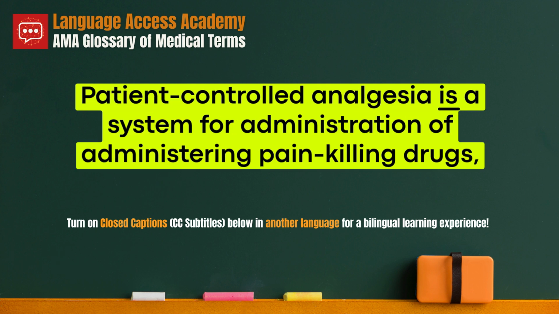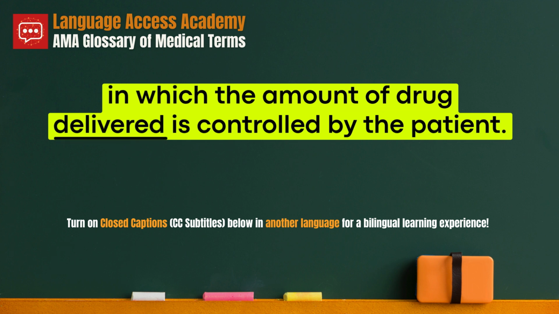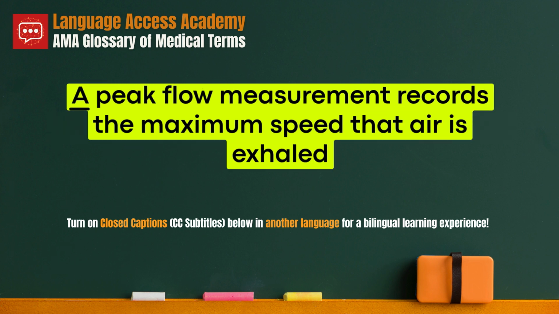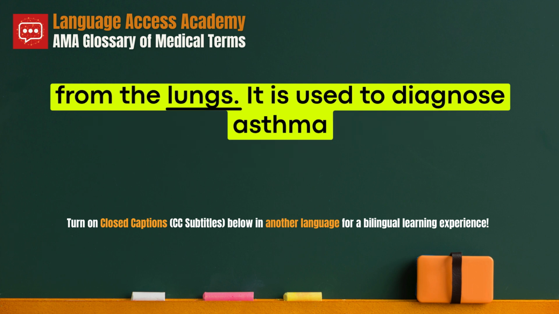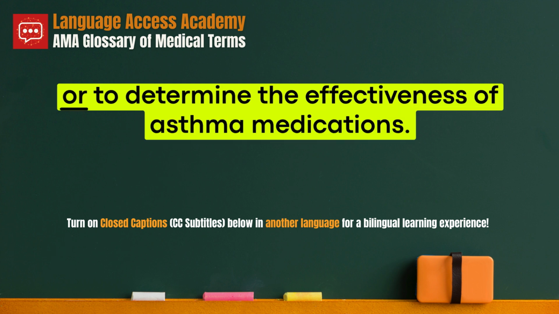Patient-controlled analgesia is a system for administering pain-killing drugs, in which the amount of drug delivered is controlled by the patient. A peak flow measurement records the maximum speed that air is exhaled from the lungs. It is used to diagnose asthma or to determine the effectiveness of asthma medications.